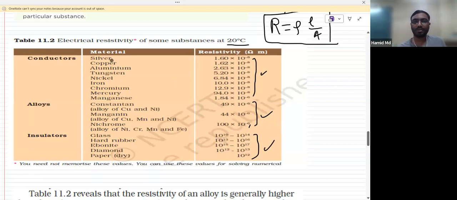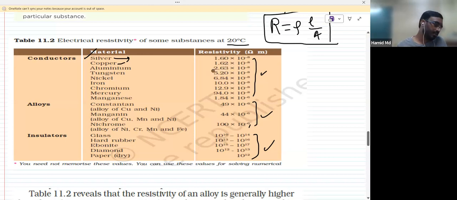If we see, silver is 1.6 times 10 to the power minus 8. That's why if you use silver in conducting wire, you will have a seamless current supply. So in some sensitive devices or in expensive mobile phones, silver is being used. Most households use copper. It is cheaper as well, but there is not much difference in its resistivity.